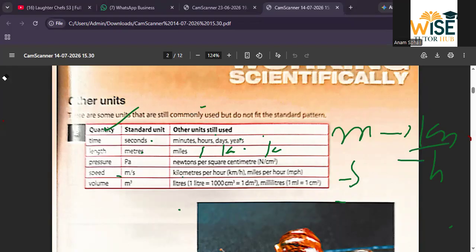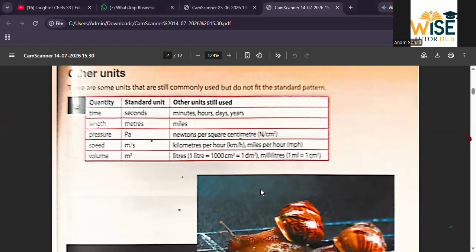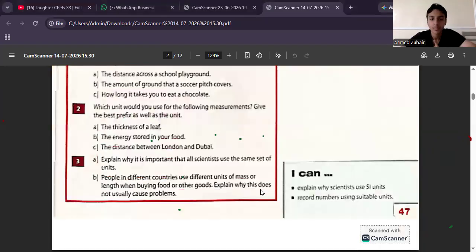When we buy milk from the shop, we can't say that please give me meter cube of milk. We say liter of milk. So I'm saying another unit of volume is liter, but the SI unit is meter cube. Got it? And 1 liter equals 1 decimeter cube. Got it?